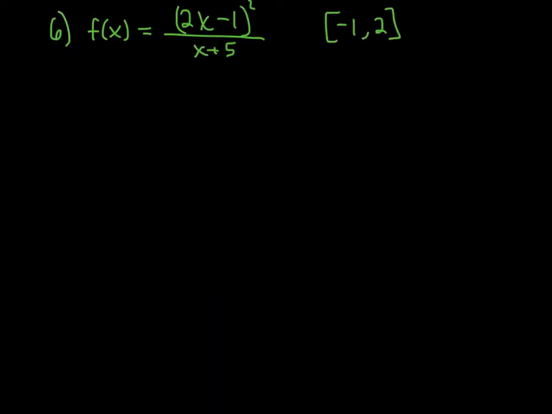Okay, the last one we're going to take a look at is this rational function here. So let's go ahead and get started. I would take the derivative, f prime of x is equal to, and we're going to use the quotient rule clearly. We'll have low d high, so the top is the chain rule as well. So we're going to have 2x minus 1 to the first times the derivative of the inside, which would be times 2.